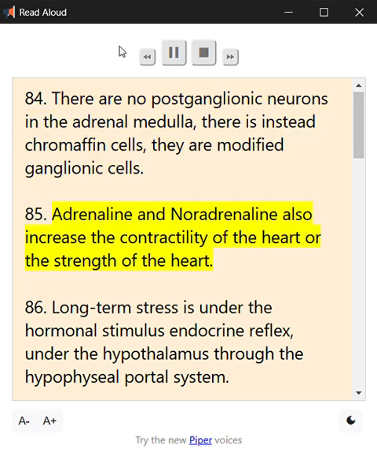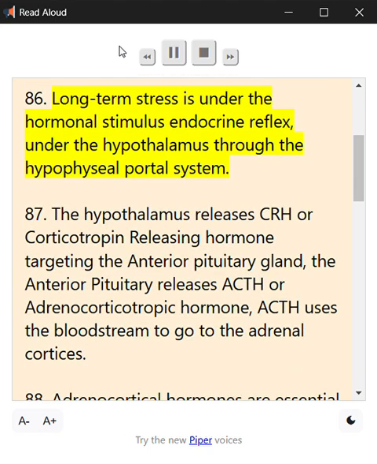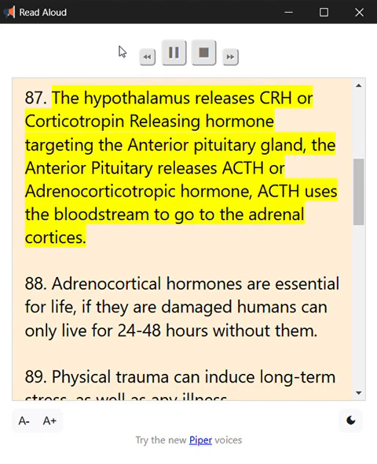85. Adrenaline and noradrenaline also increase the contractility of the heart, or the strength of the heart. 86. Long-term stress is under the hormonal stimulus endocrine reflex, under the hypothalamus through the hypophyseal portal system. 87. The hypothalamus releases CRH, or corticotropin-releasing hormone, targeting the anterior pituitary gland. The anterior pituitary releases ACTH, or adrenocorticotropic hormone. ACTH uses the bloodstream to go to the adrenal cortices.